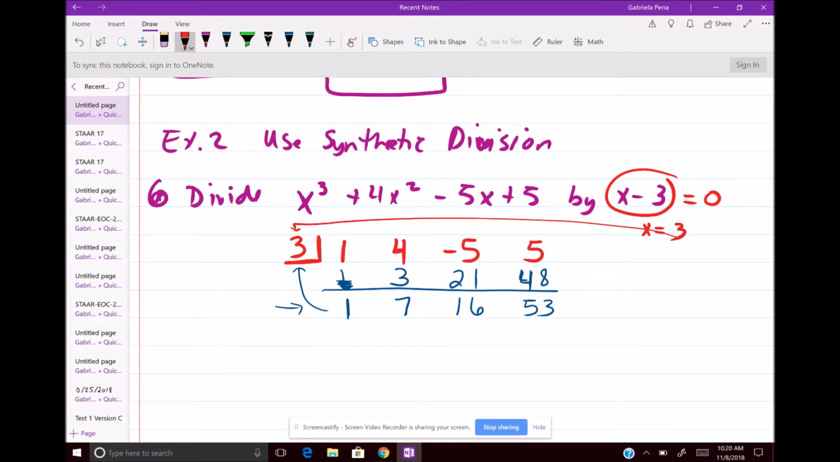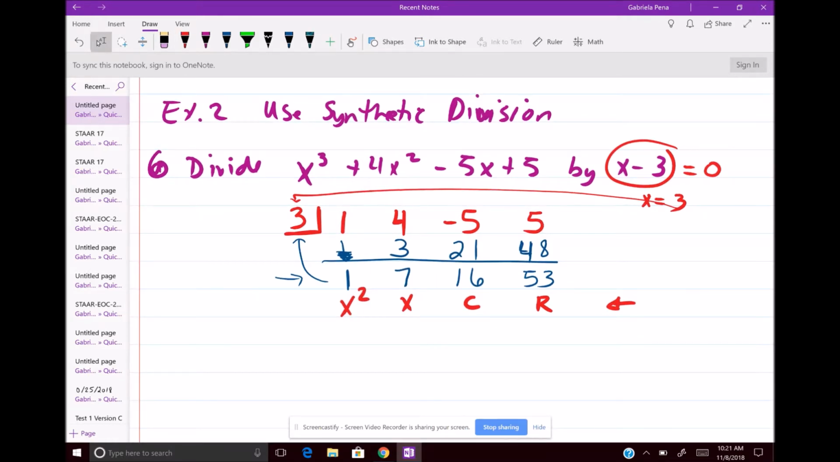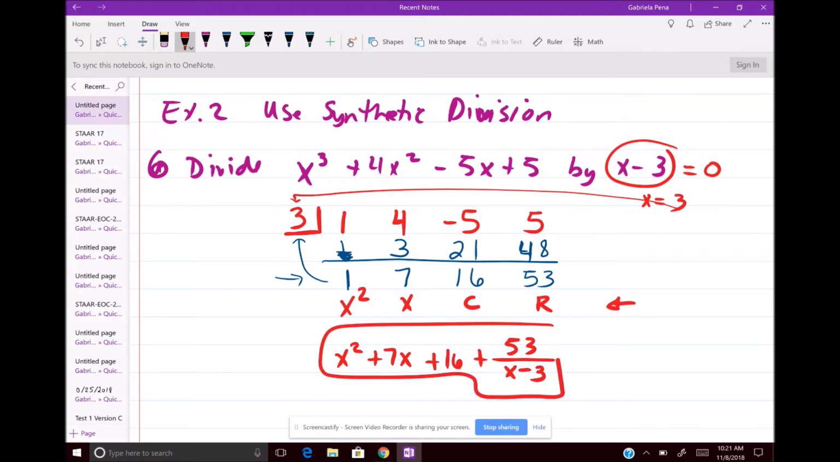You always label from right to left. The first number here is going to be your remainder. This is going to be your constant. This is going to be the x, and this is going to be your x squared. So what is my official answer? x squared plus 7x plus 16 plus 53 over x minus 3. That's simple. It is simple, but you can't use it all the time. I'm going to tell you when you can and when you can't.